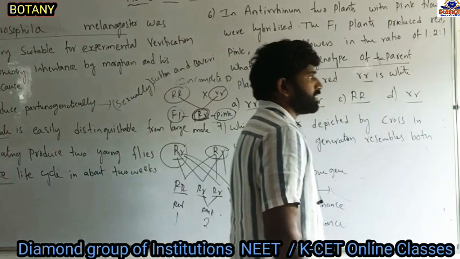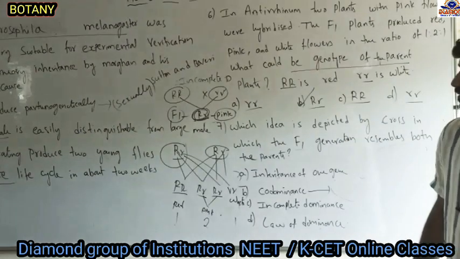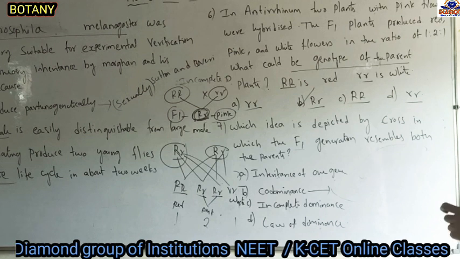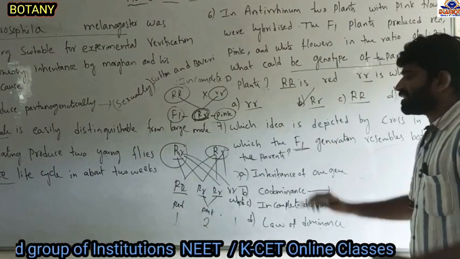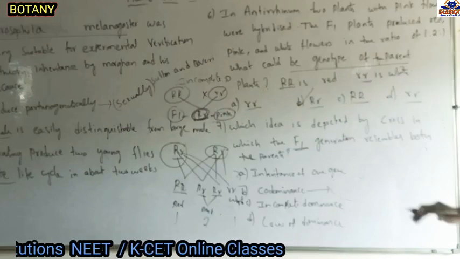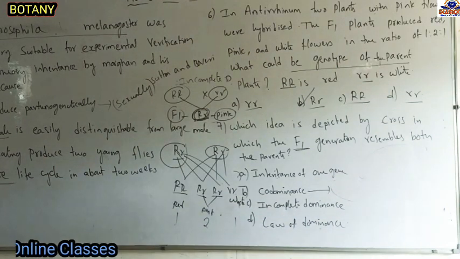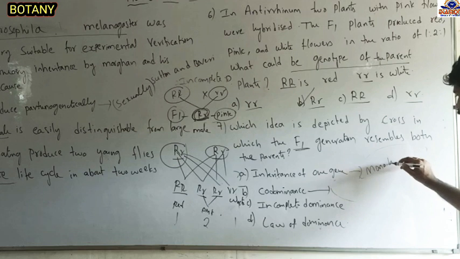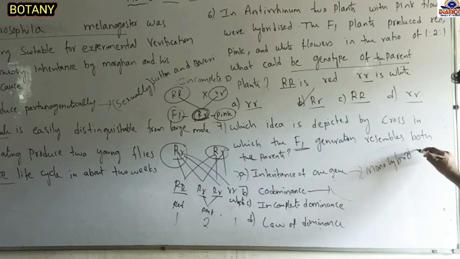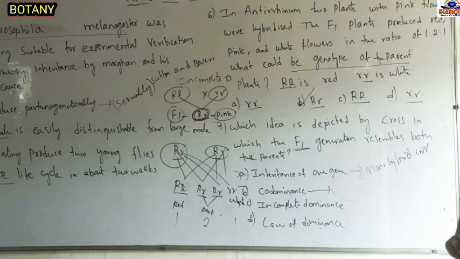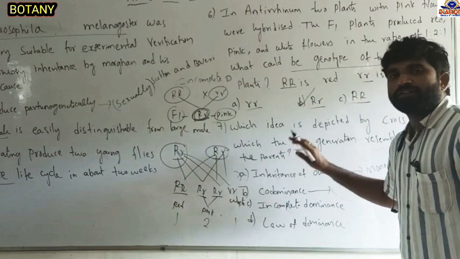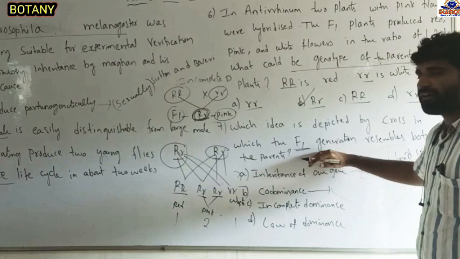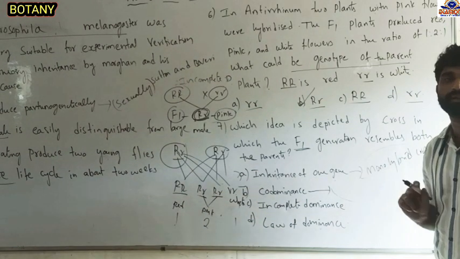In the next question, which idea is depicted by a cross in which the F1 generation resembles both the parents? So here, by the crossing of the two parents, the two parental characters will be expressed in the F1 generation. Option A is inheritance of one gene, also called monohybrid cross. In this monohybrid cross, the F1 generation will show any one of the parents only, not both parents.